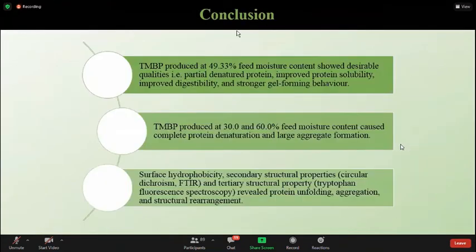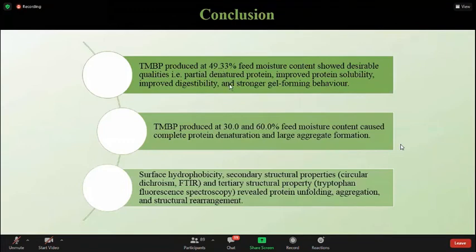So if you look at the conclusion here, textured membrane protein produced at 40 percent feed moisture content showed desirable quality, and was at par with the one that is commercially produced and commercialized in the market now. Whereas texturized mung-bean protein produced at 30 and 60 percent feed moisture content caused a complete protein denaturation and large aggregate formation, which is not needed. We just need partial denaturation, which is very important.